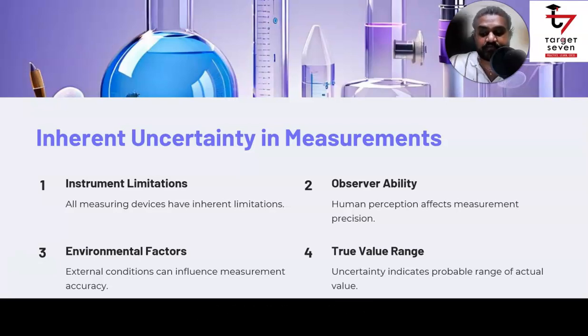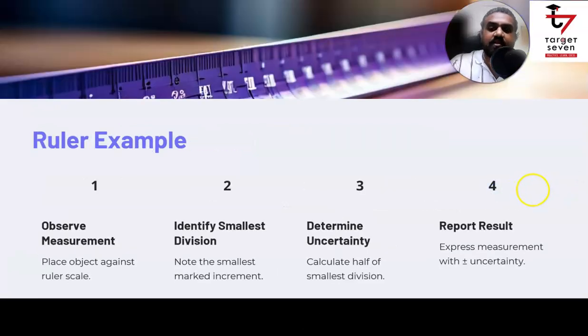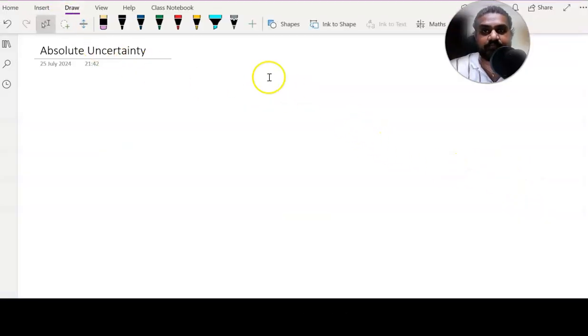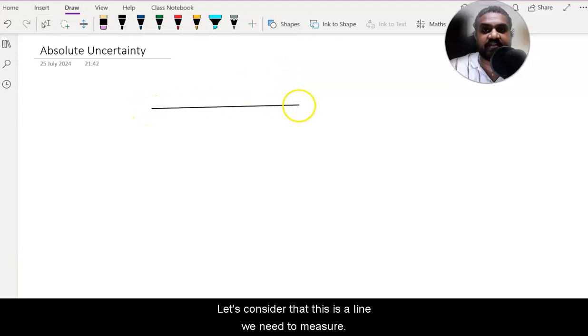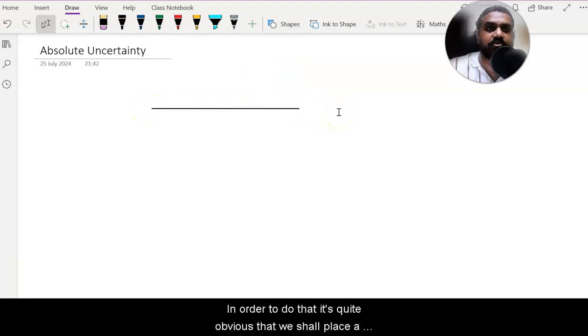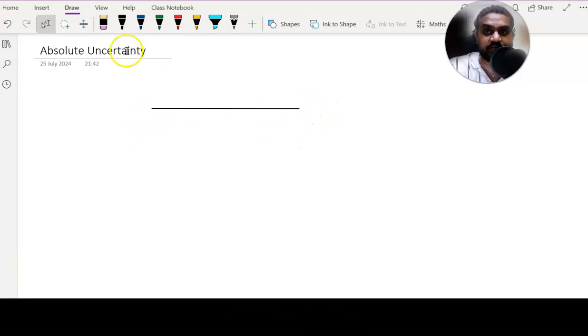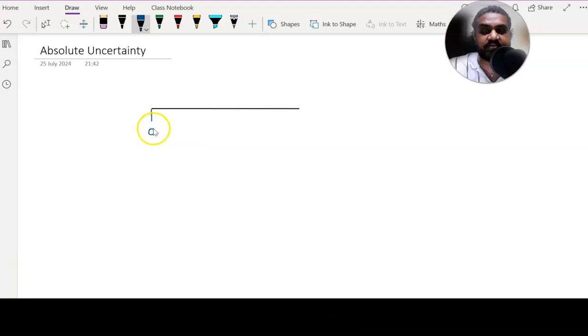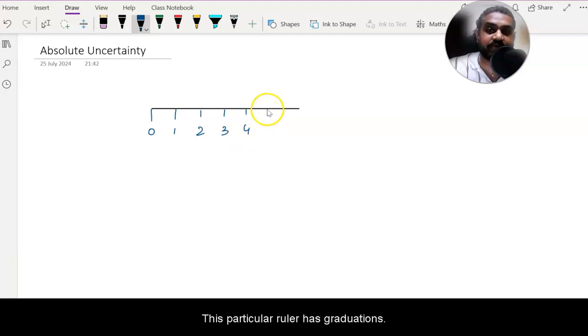is expected to lie. For example, let's say there is a task of determining the length of a line. Let's consider that this is a line we need to measure. In order to do that, it's quite obvious that we shall place a ruler against this particular line, and the zero of the ruler would start at that particular point. Suppose the ruler has divisions as shown here. We notice that this particular ruler has graduations after every 1 centimeter.